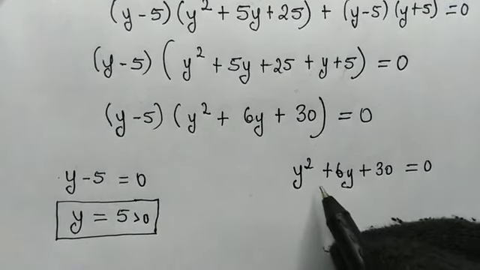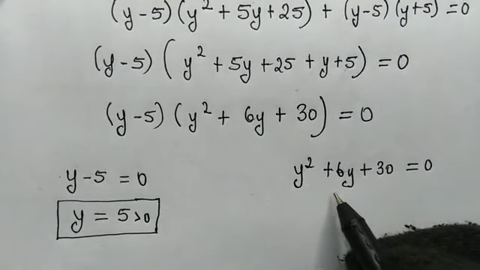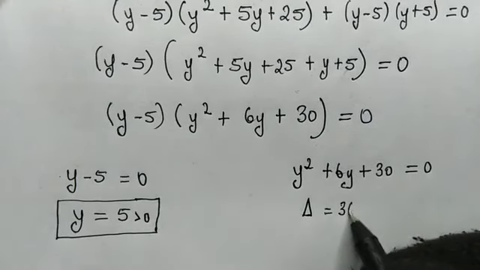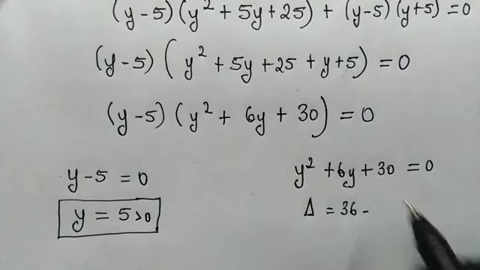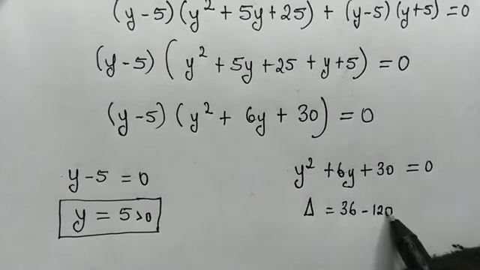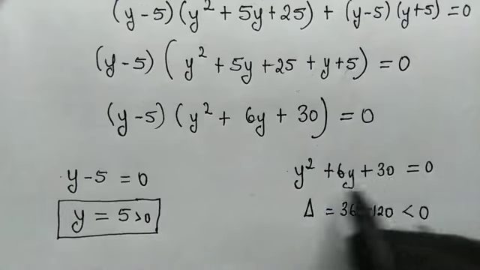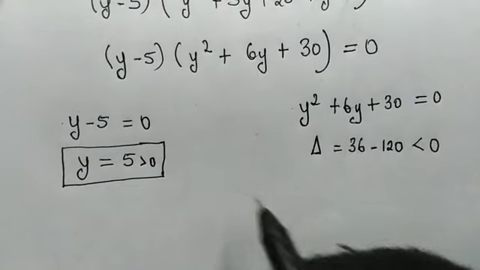Now we have this quadratic equation here. This quadratic equation does not have any real solution because the discriminant is less than 0, right? The discriminant delta is equal to b squared, which means 6 squared, which is 36, minus 4ac. 4ac is 4 times 1 times 30, which is 120. We can see obviously this must be less than 0. So there is no real solution for y here. So the only real solution here is y is equal to 5.